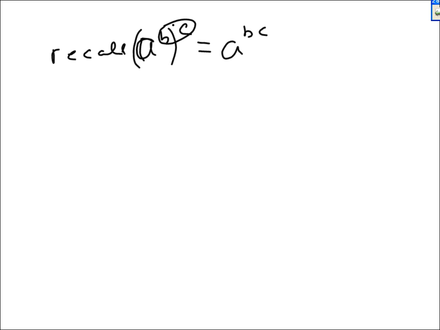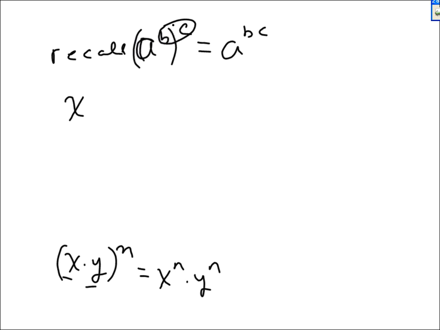Now, if you recall that a to the b raised to the c power, you multiply the exponents. So now, remember, we said that x times y, one thing times another thing to the nth power was the first thing to the nth power times the second thing to the nth power.